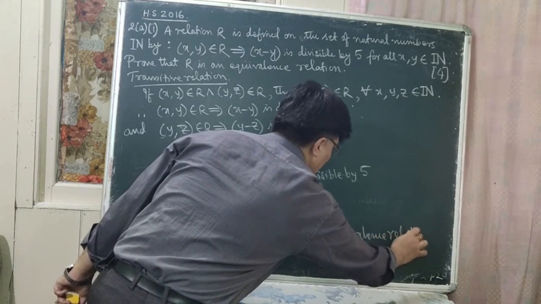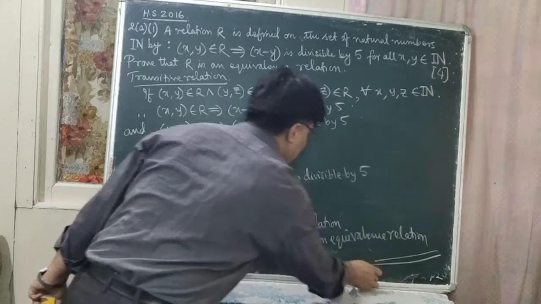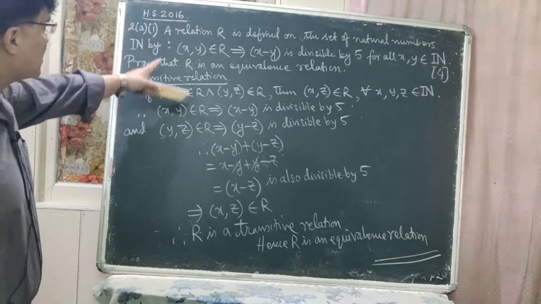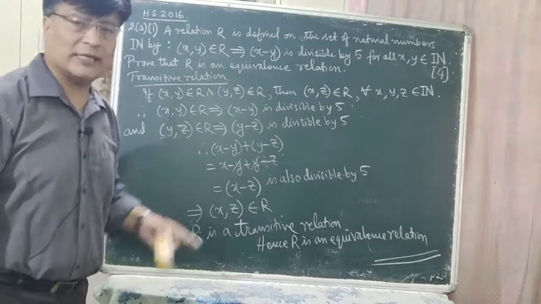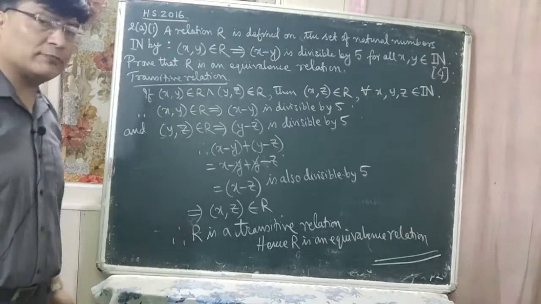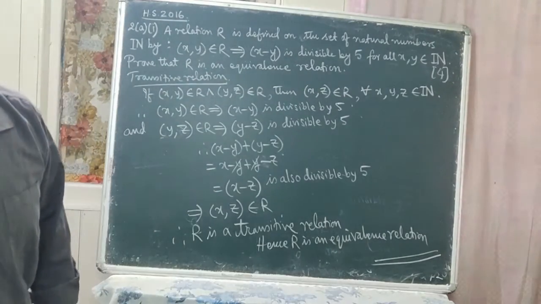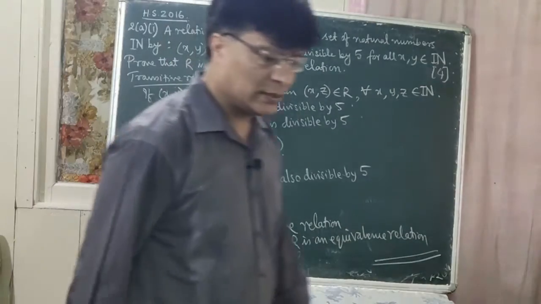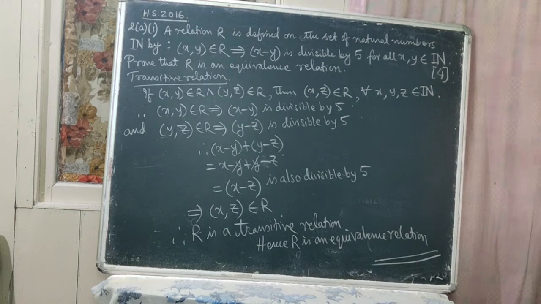Hence R is an equivalence relation. That is proved. In the question it is asked to prove that R is an equivalence relation, so we have proved that R is an equivalence relation. Is that clear to all of you? So you can copy it. Now we'll do the next question.